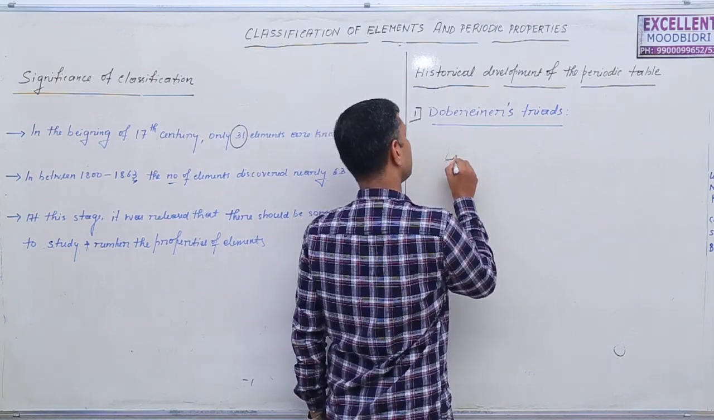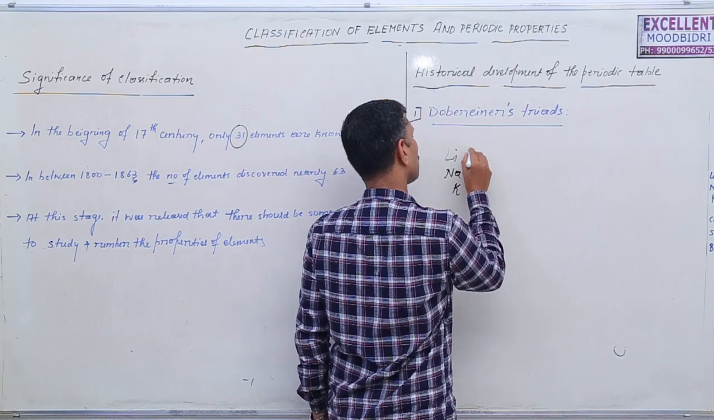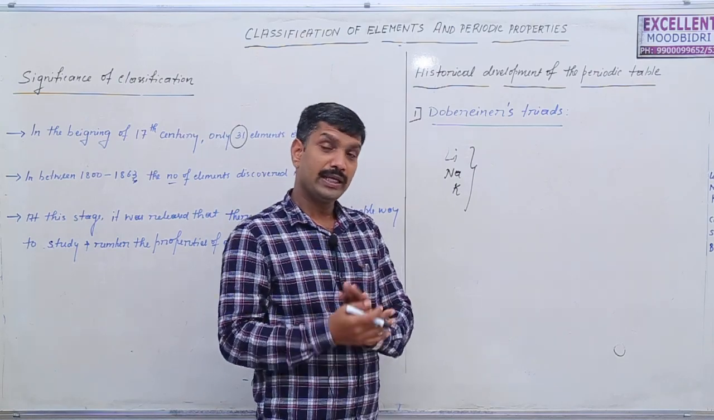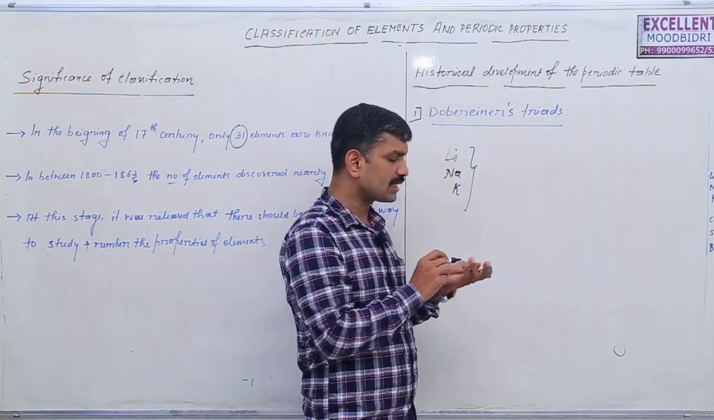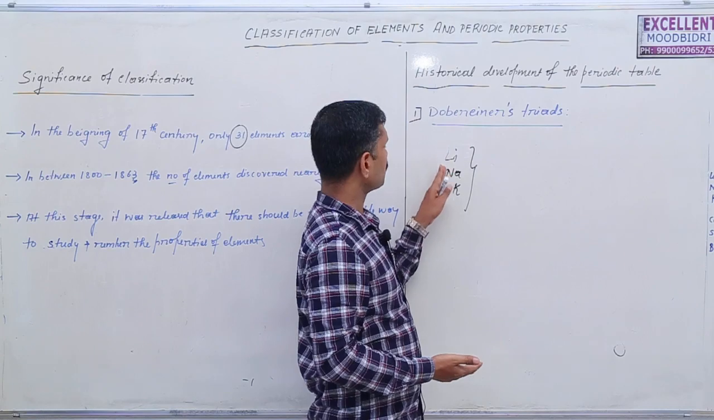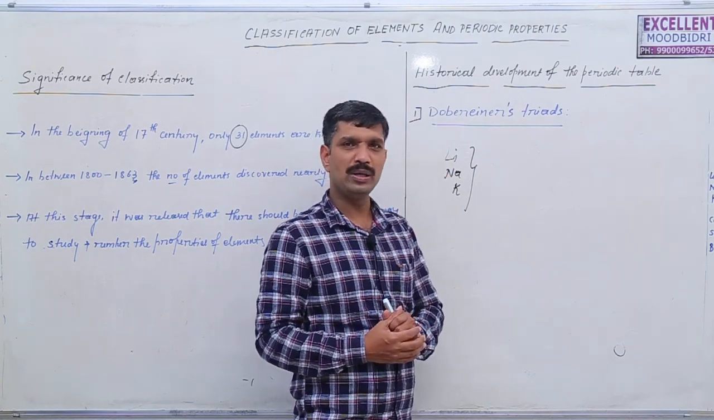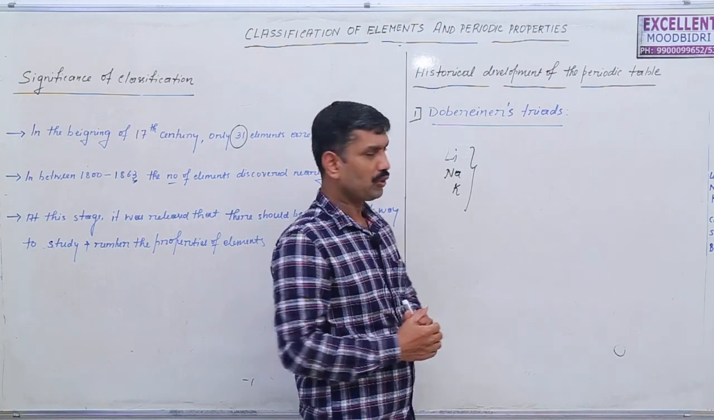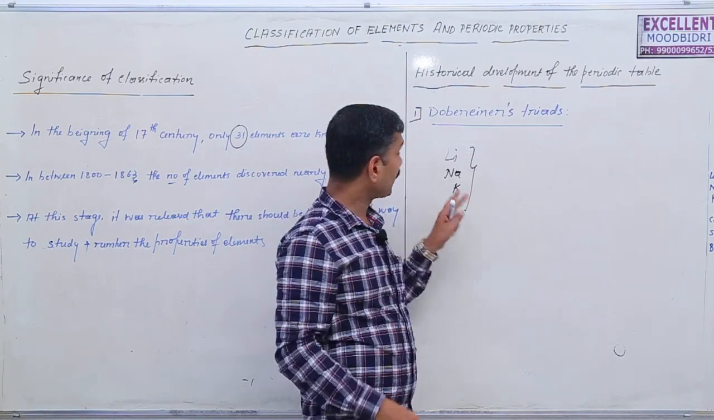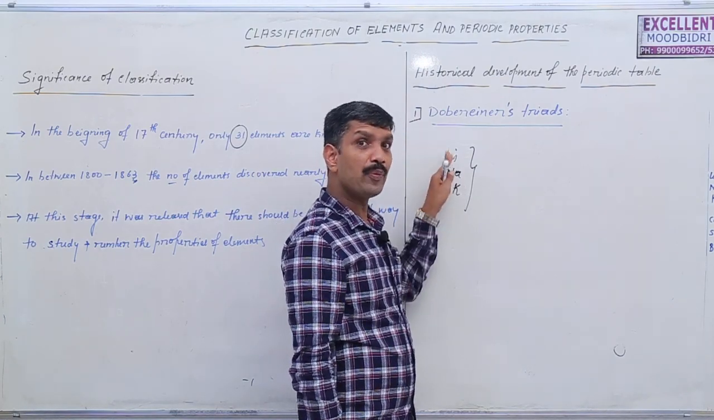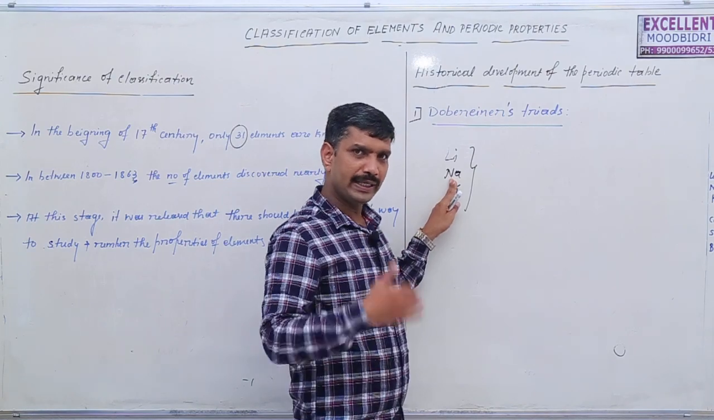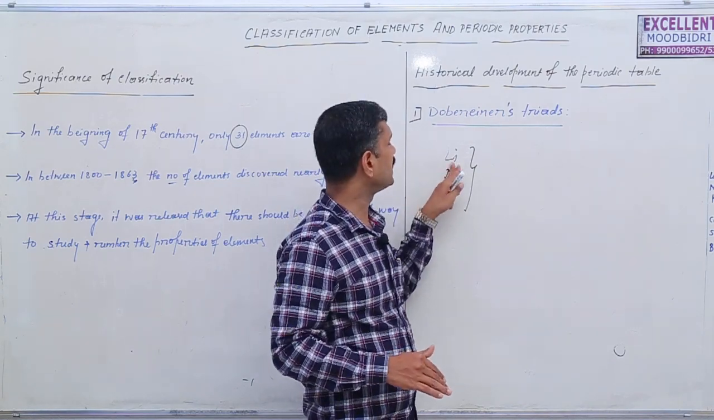For example, lithium, sodium and potassium. He made a group of 3 elements, and this group is called a triad. In a triad, all elements exhibit similar properties. You can compare this concept with the modern periodic table. Lithium, sodium, potassium come under the first group, and their properties are similar. In the triad, the elements exhibit similar properties, and the atomic mass of the middle element is the average of the atomic masses of the other 2 elements.